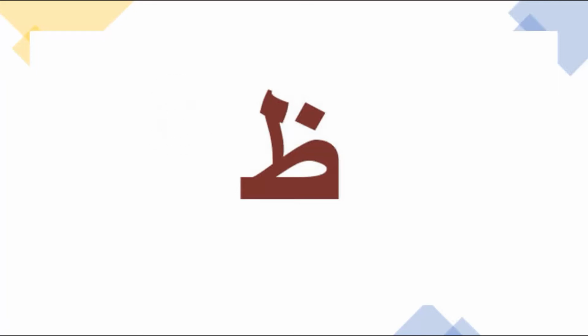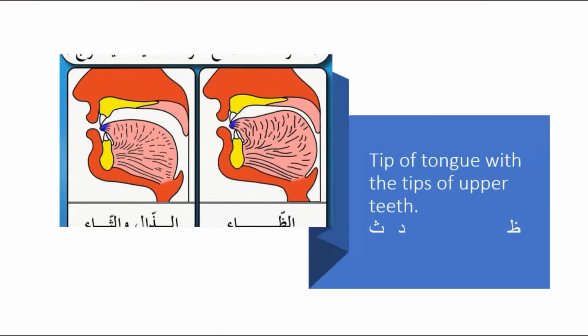Then za, we have va. See? The tip of the tongue with the tips of the upper teeth. See, the tip of the tongue with the tips of the upper teeth. And here is the articulation point of dal and the fa. This is the fa. It is the same articulation point.